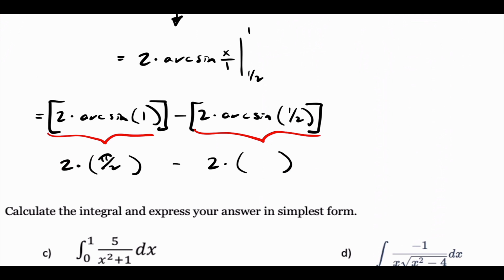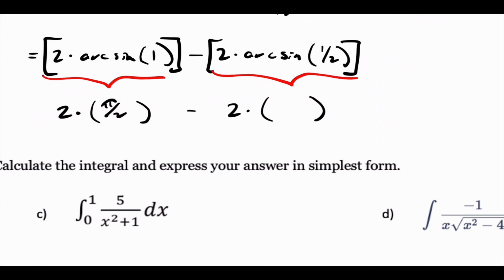Now, when is sine 1/2? Pi over 4? Pi over 6. Pi over 6. And then 5 pi over 6, right? So let's use pi over 6. Usually we just do the first one. So this would make 2 pi over 2, which is the same thing as pi. This would make 2 pi over 6, which is the same thing as pi over 3.